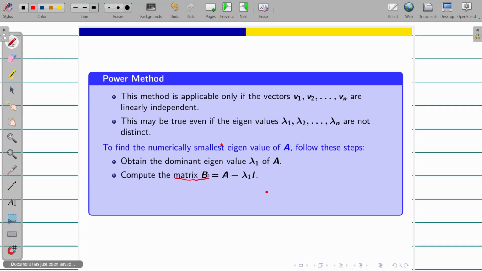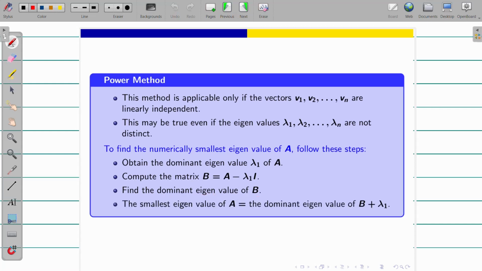We have to form a new matrix B with this concept. A is the given matrix minus lambda 1, which we found just before using A. So it will be B equals A minus lambda 1 times I. Using that, we form a new matrix. Now, we have to find the dominant eigenvalue for B, the newly formed matrix. Then finally, the smallest eigenvalue of A will be the dominant eigenvalue of B, which you found in the previous step, plus lambda 1. We already found lambda 1, which is the dominant eigenvalue of A. If you add both, you can find the second eigenvalue.